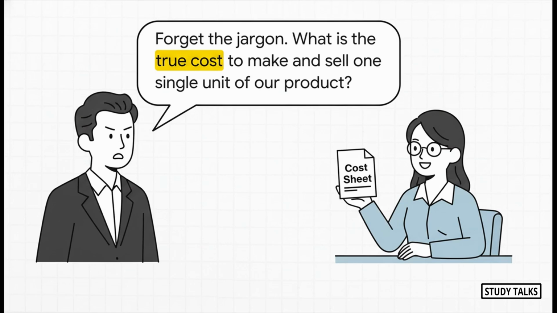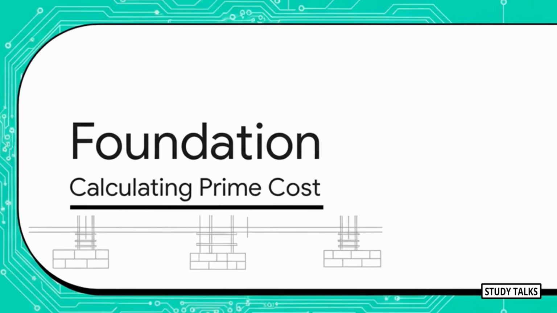It basically tells the entire story of a product's cost, right from the raw material all the way to the customer's hands. Okay, so let's start building this thing from the ground up. Every building needs a solid foundation, right? Well, in a cost sheet, that foundation, that absolute bedrock, is something called prime cost. Just think of it as the core direct costs of making something.